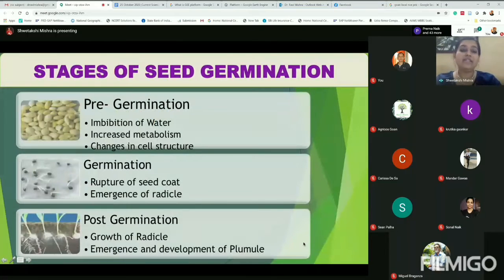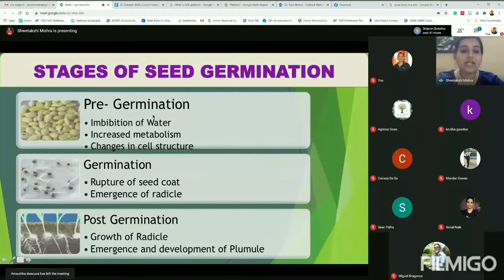Now there are three different stages involved in seed germination. They may be classified as pre-germination, germination, and post-germination. Now suppose when you are sprouting moong, what we do first is we take the moong seeds and put them in water. So the seeds of moong gradually take up the water, which is called imbibition, and all the biological processes get activated inside the seed. So there is increased metabolism, which results in changes in the shape of the seed. All these steps come under the pre-germination step.